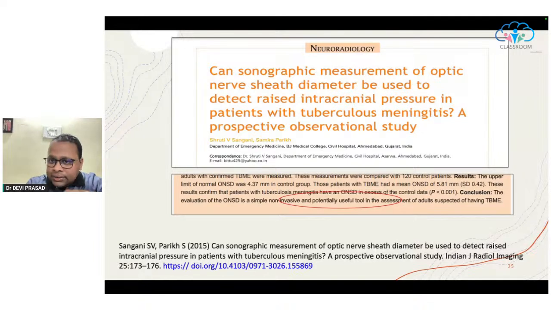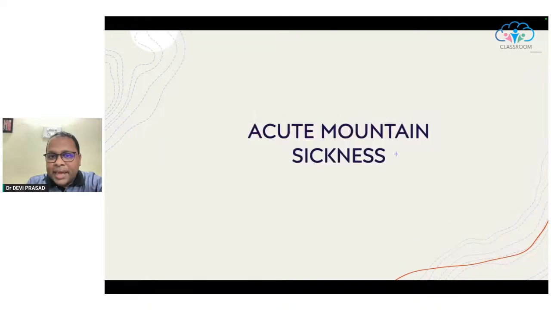And it has been found that there is a linear increase in the diameter of the optic nerve sheath till a value of 7.3 millimeter is reached, and after that it plateaus off. So we have to be very careful while looking at all these parameters.